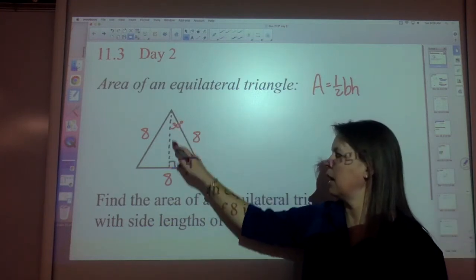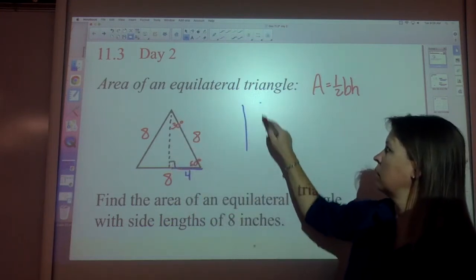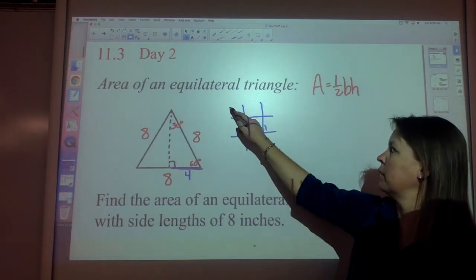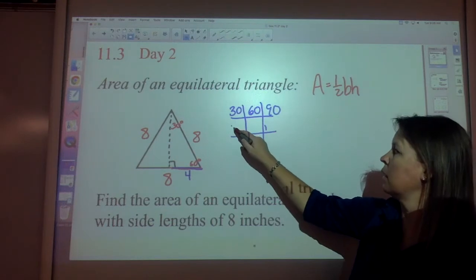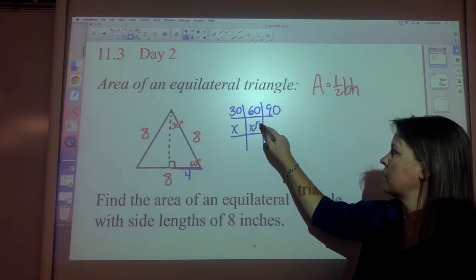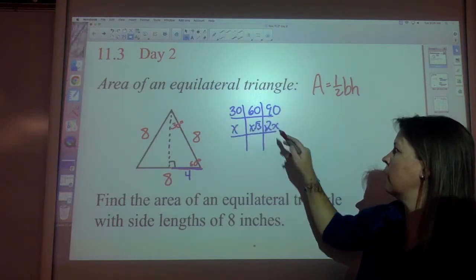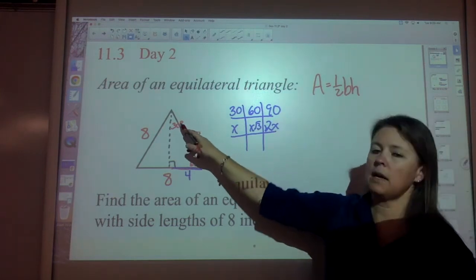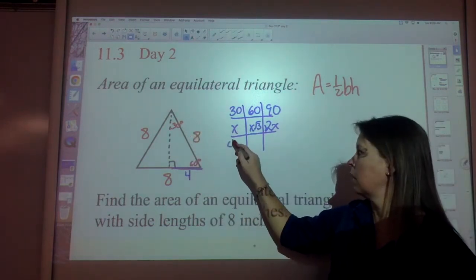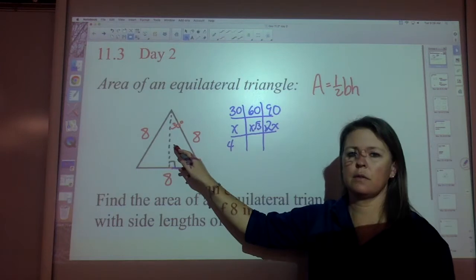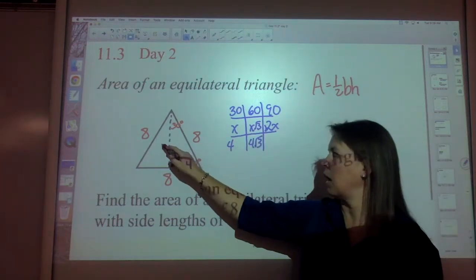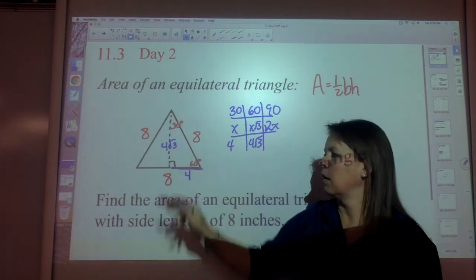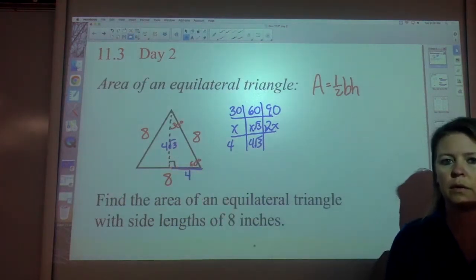And we still need the height of the triangle. I'm not going to do this tic-tac-toe every time, but just a reminder, this is x square root of 3, this is 2x. If we know the side across from the 30 is 4, and we need the side across from the 60, that's 4 square root 3. So our height of our equilateral triangle is 4 square root of 3.